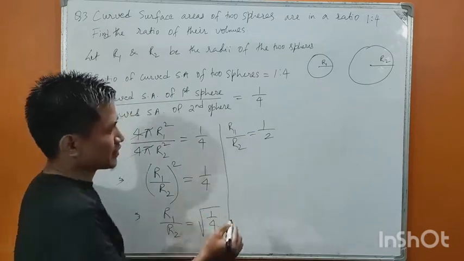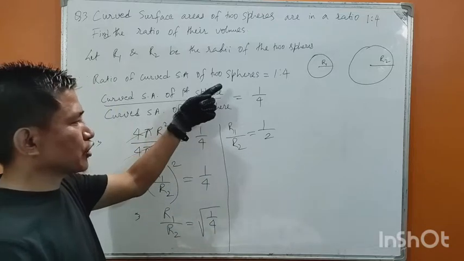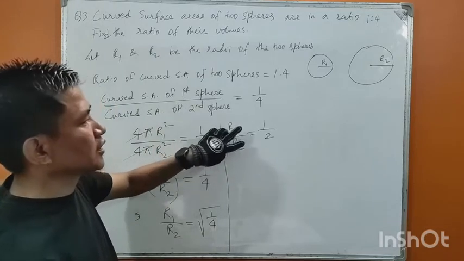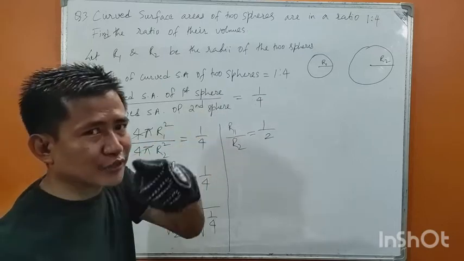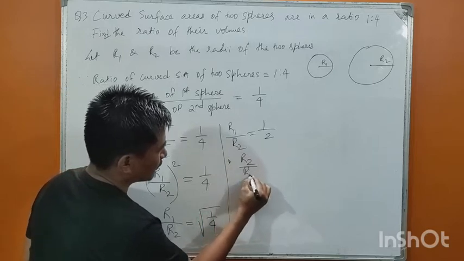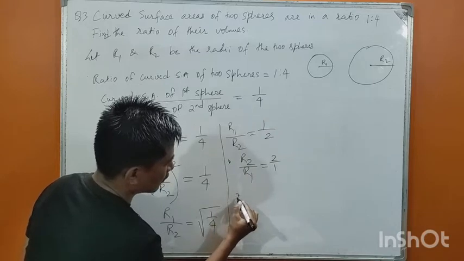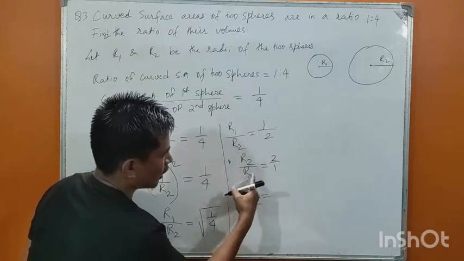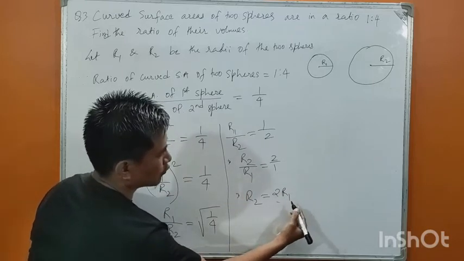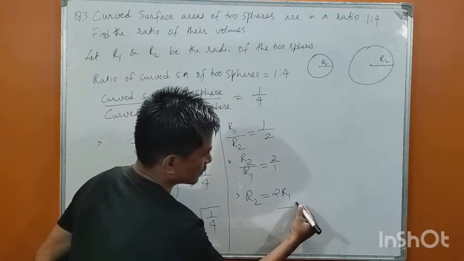So let us apply invertendo here. Invertendo means the number in the denominator goes to the numerator and the number from the numerator comes down to the denominator. If you do this in the left hand side, you must do the same thing in the right hand side as well. So R2 by R1 equals 2 upon 1, or R2 equals R1 into 2, that is 2R1. There is 1 in the denominator, so we need not write that 1 because every number has 1 in the denominator. So let us consider this as equation 1.